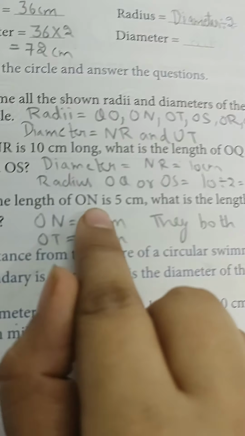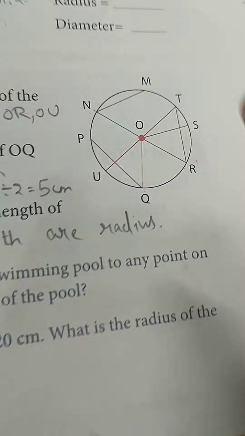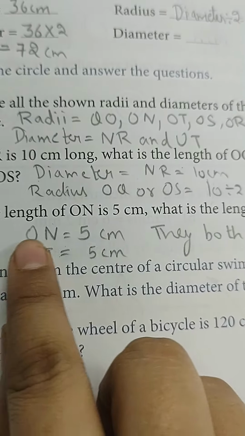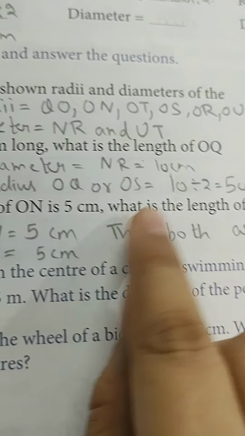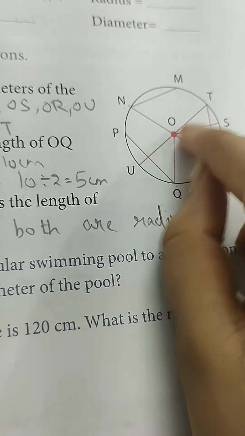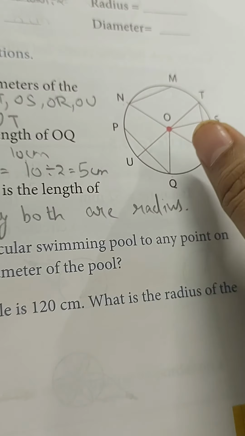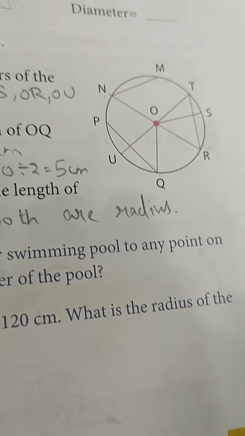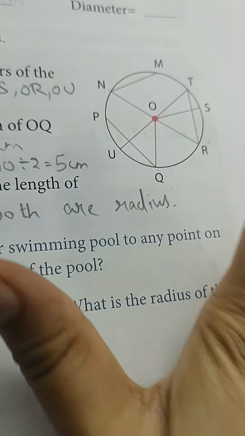If the length of ON is 5 centimeter, now what is ON here? ON is a radius. ON is equal to 5 centimeter, and he says what is the length of OT? What is the length of OT? I have already told you that whenever we are talking about a radius of a circle, all the radii of the circle will be equal.